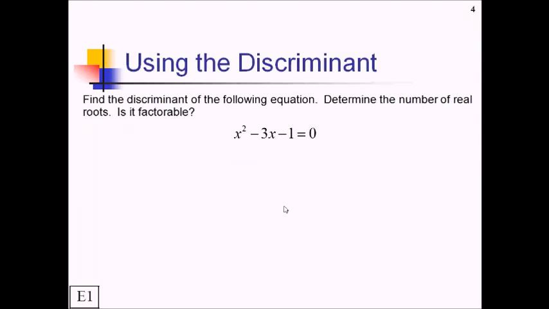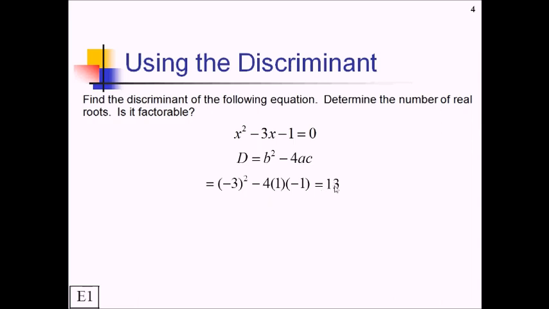So we're going to go ahead now and actually use the discriminant on an actual quadratic equation to figure out how many real roots we have and whether this is factorable. Now this one, you can see just by trying to factor it real quick that it's not working out so well. But let's use the discriminant to prove whether or not we can factor this. So again, we've got b squared minus 4ac. So that's going to be negative 3 squared minus 4 times 1 times negative 1. That'll be 9 plus 4, which is 13.